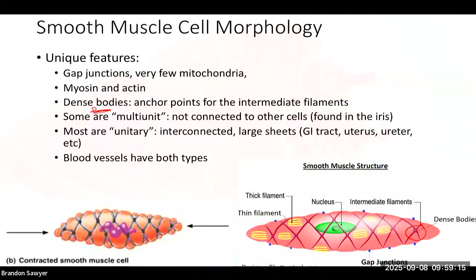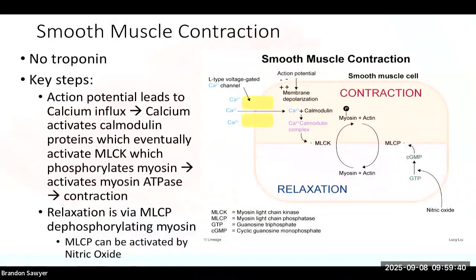Some of these muscle cells are multi-unit, meaning they're not connected to the other cells. These are like the ones we find in our eye, in our iris muscles. And then some are unitary, which are all interconnected, like these big sheets that line our blood vessels and GI tract. We have a couple different types, but in the blood vessels we have both of those types there.